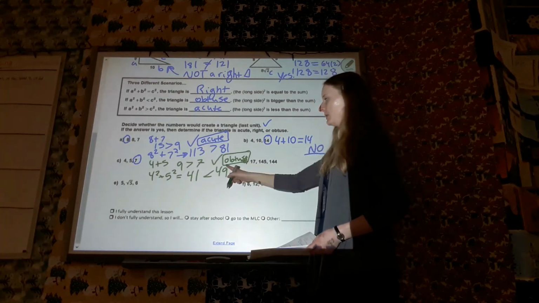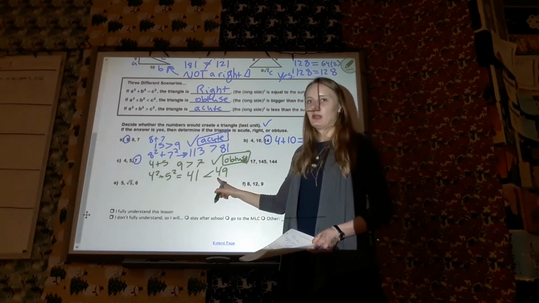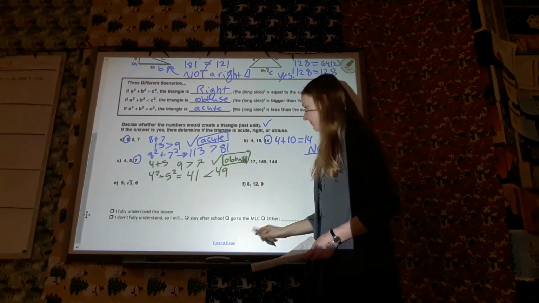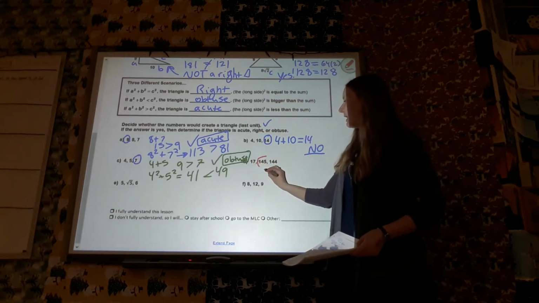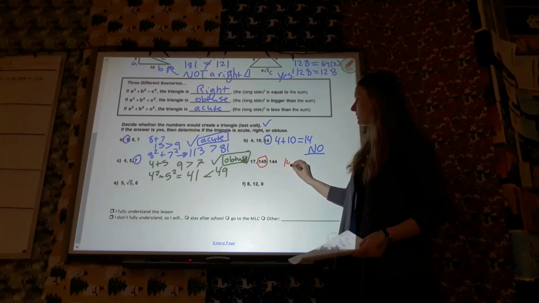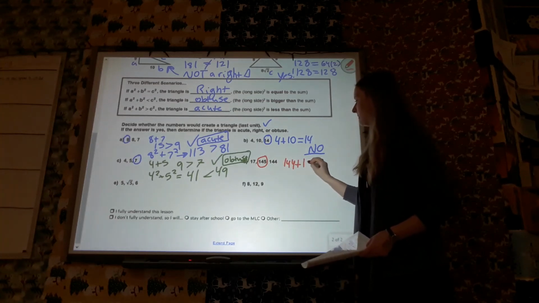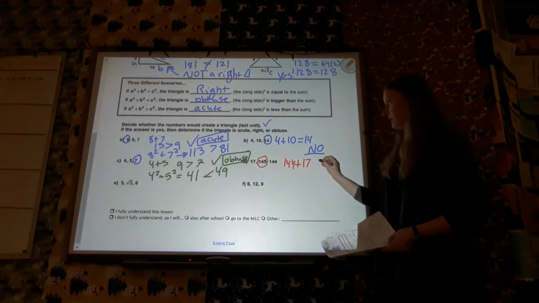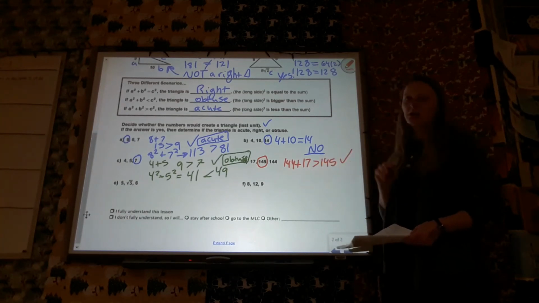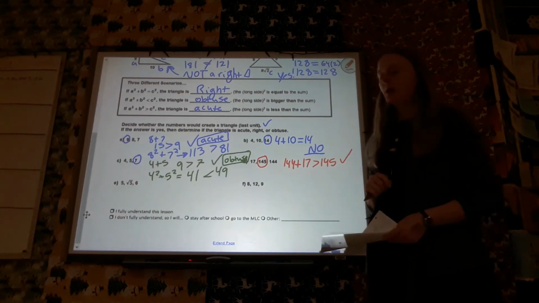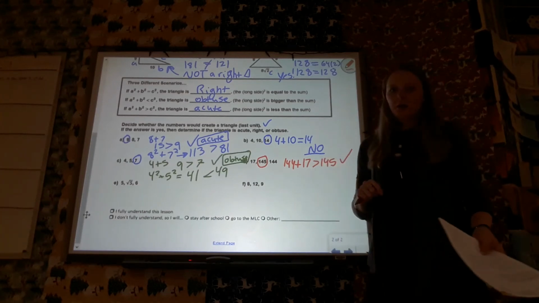Okay? So if the c squared is bigger than the sum, it's obtuse. Alright, for the next one, the longest side is 145. When I add 144 and 17, obviously that's going to be bigger than 145. So that sum is bigger than 145. That means we have a triangle that we're working with. So what kind of triangle is it?